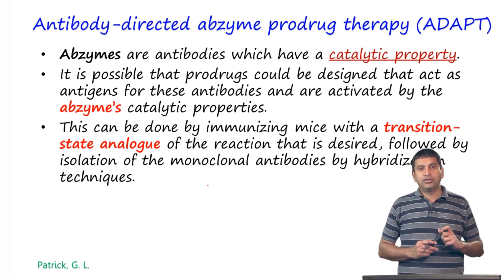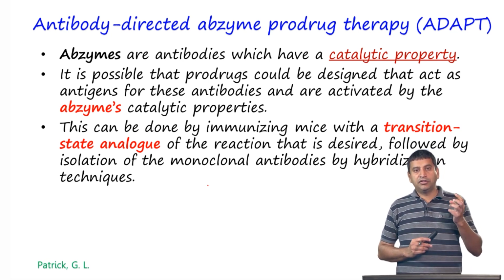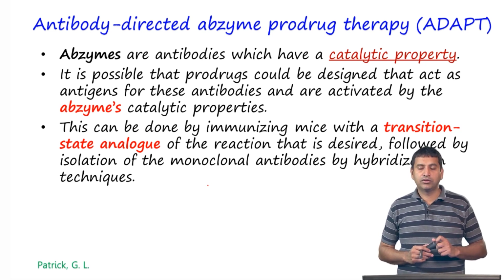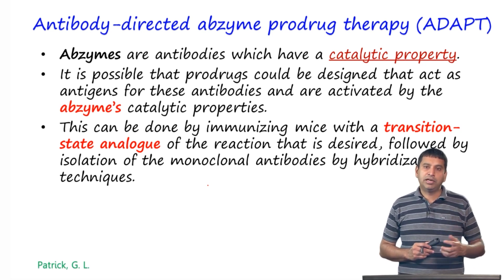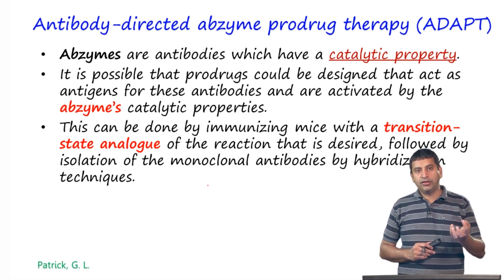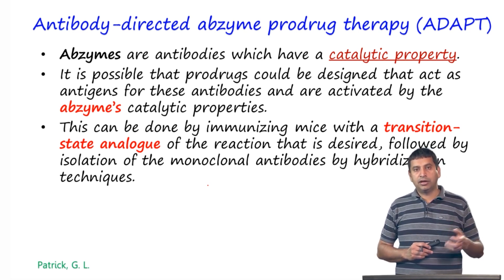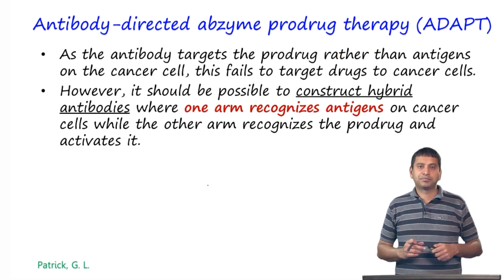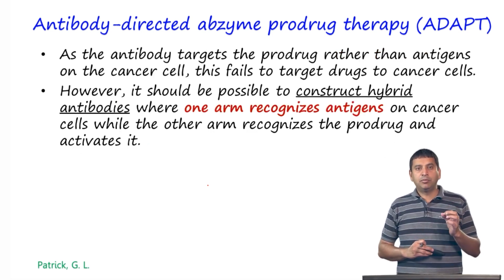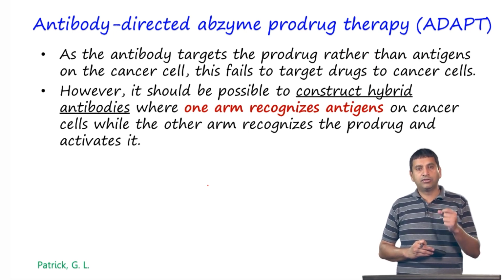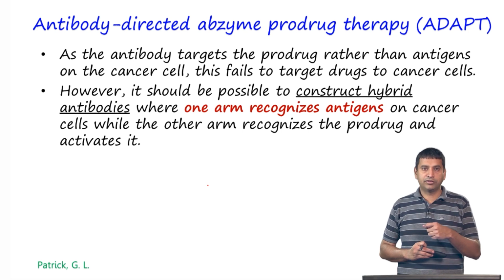So, what we do is that we can design a transition state analog. We have already looked at several examples of transition state analogs. We would immunize the mice with a transition state analog of the reaction. Then once you isolate the monoclonal antibodies by hybridization techniques, you have your setup for ADAPT. Since the antibody targets the prodrug rather than the antigen on the cancer cell line, this is not going to target the cancer cells.